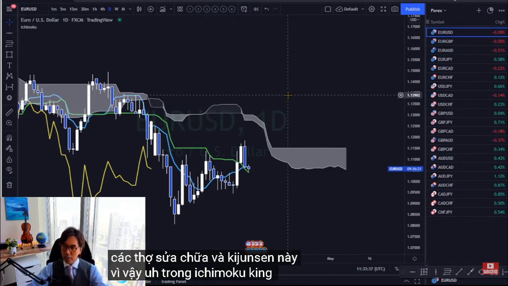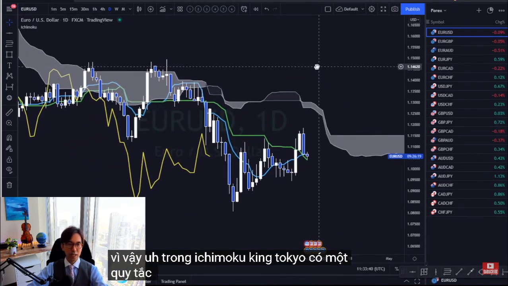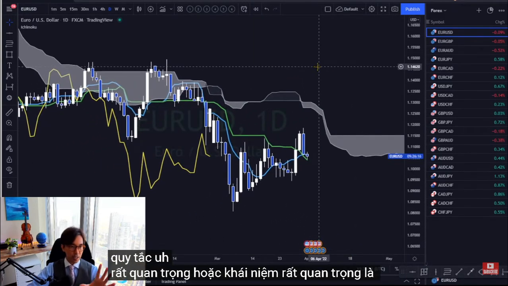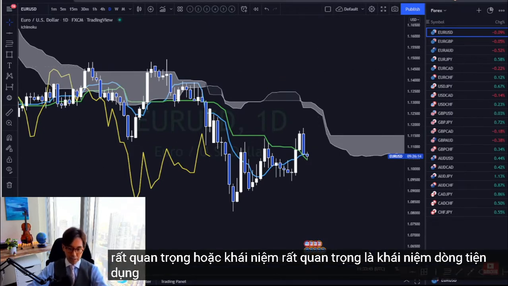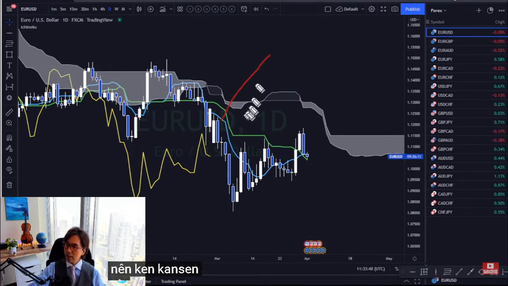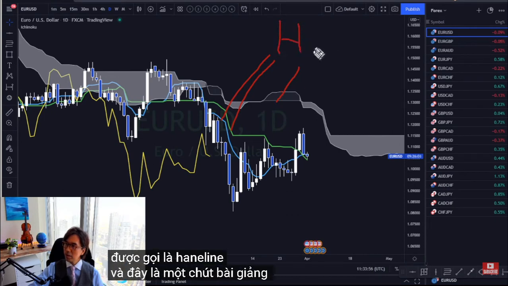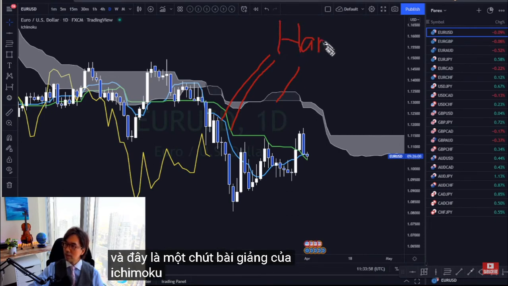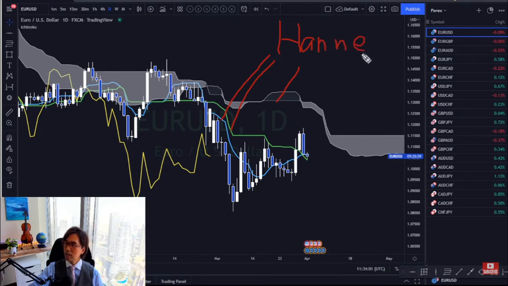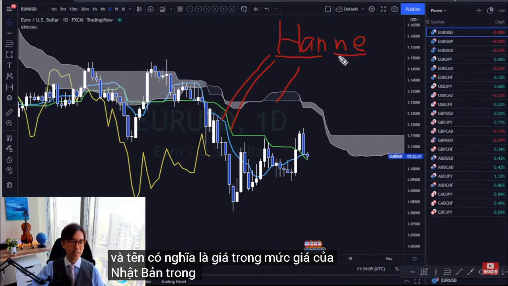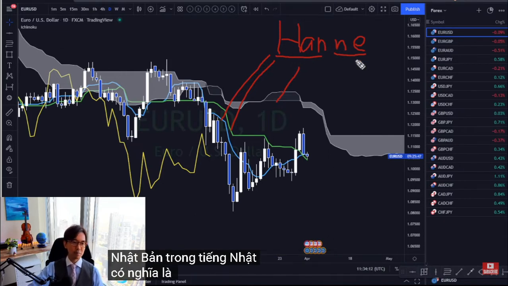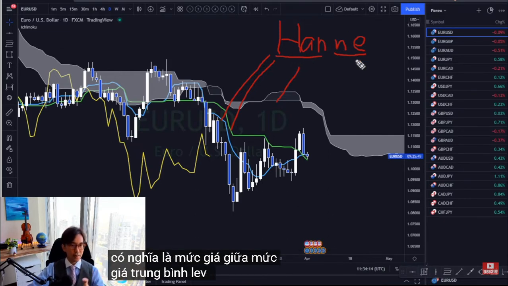So in Ichimoku Kinko-hyo, there's a very important rule or concept, the Hanne line concept. Tenkan-sen, Kijun-sen and Senko span B are called Hanne lines. And this is a little bit of lecture on Ichimoku. Han means half or mid, and Ne means price in Japanese, price level. So Hanne means mid price level, middle price level in Japanese.